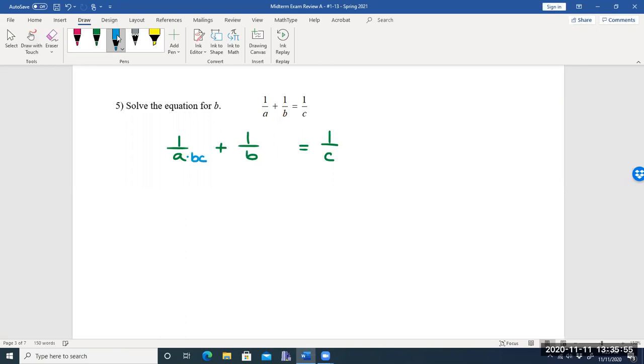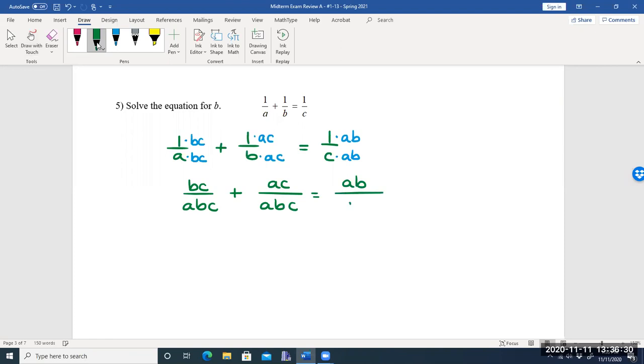So what I'm going to do is multiply the first fraction top and bottom by BC, second one top and bottom by AC, and third one top and bottom by AB. So by doing that, every denominator is ABC. I've got BC over ABC plus AC over ABC equals AB over ABC.